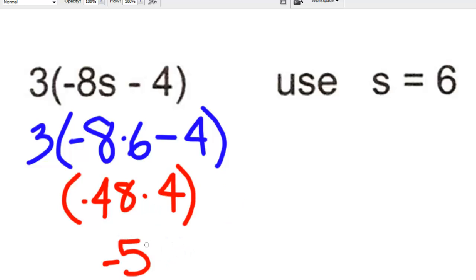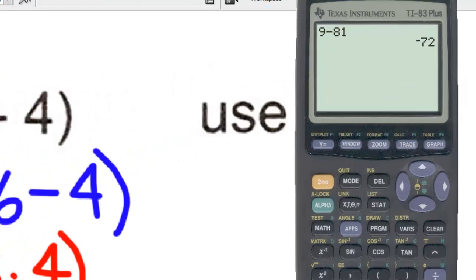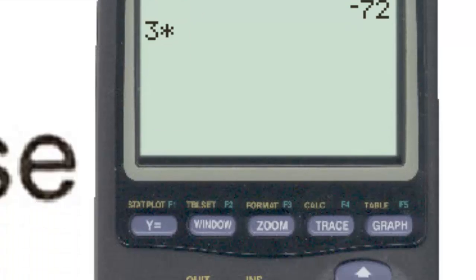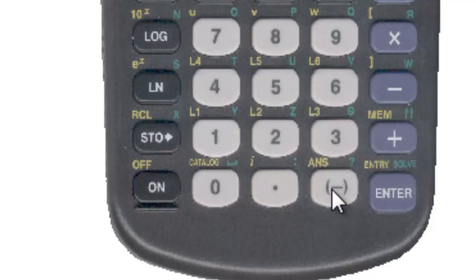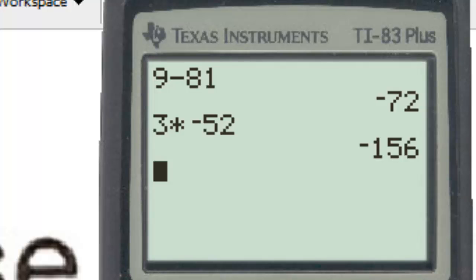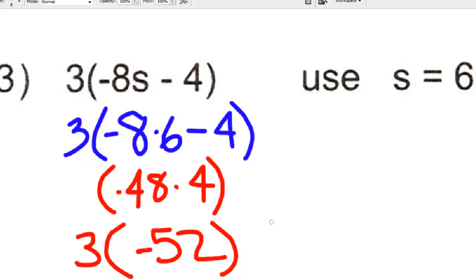Alright. Now what we're going to do is bring this down, and I can see that it's going to be 3 times negative 52. If we go into our handy dandy calculator and I type in 3 times negative 52, so I'm going to put this little negative sign right there, and I press enter, the answer is going to give us negative 156. So the answer for this problem is negative 156.